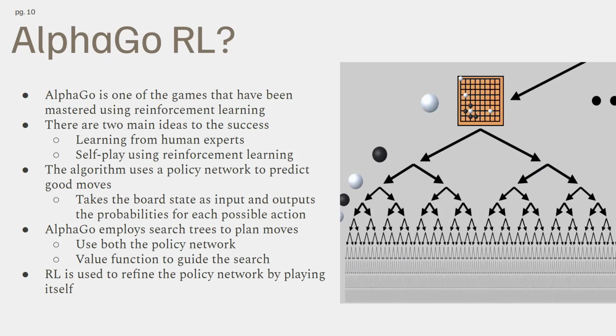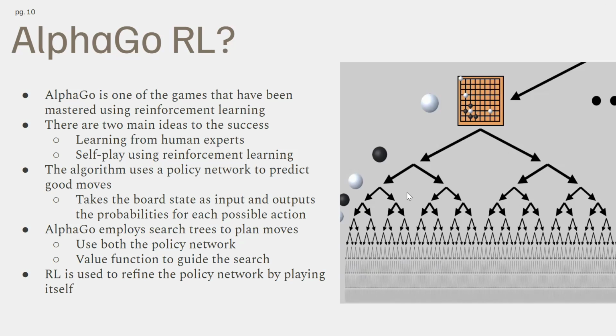And the algorithm actually uses a policy network to predict good moves. So what I mean by this is that it takes the board state as input and outputs the probabilities for each possible action. So you can see in the image right here, it does tend to make all the possibilities that could happen in one turn, and it just keeps growing and growing.